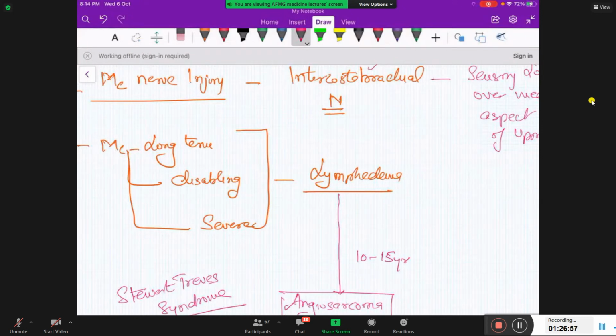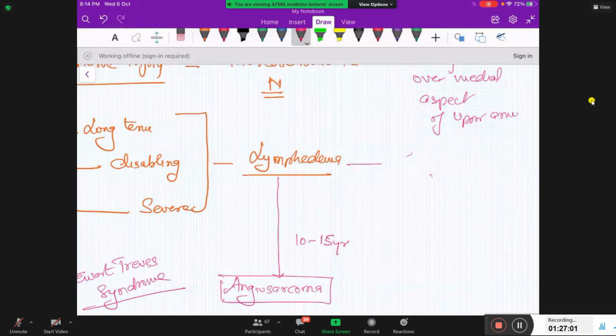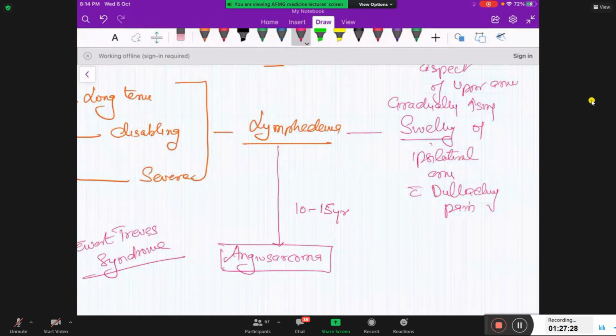So how does lymphedema present? Lymphedema is going to present to us with a gradually increasing swelling of the ipsilateral arm with a dull aching pain. With a dull aching pain.